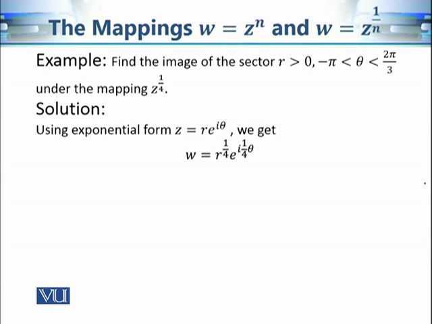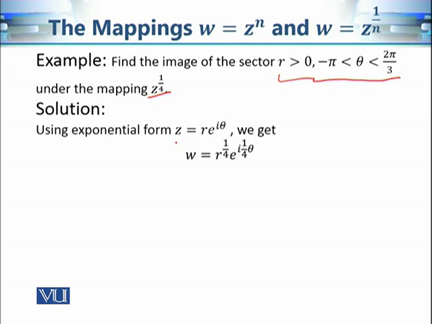Now let's consider another example, and this time we choose the mapping the fourth root, or z raised to power 1 by 4, and try to calculate the image of this sector defined by these conditions under this map. So this is the set of all complex numbers. Okay, so there is no condition on r now, it's just r is greater than 0. And there is a condition on the argument, it should be greater than minus pi and less than 2 pi by 3. And we want to know the image under this map of this region.